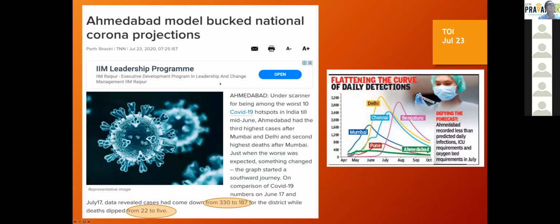So this is again the July 23rd report. On comparison of COVID-19 numbers on June 17th and July 17th, one month, data revealed that cases came down from 330 to 187, half of it, for the district, while deaths dipped from 22 to 5, it's one-fourth. And this is a good use of a data-driven system. It's nothing that we did, but it's actually the end user, the user of the data, who put it into very good use, and that is what we could achieve.